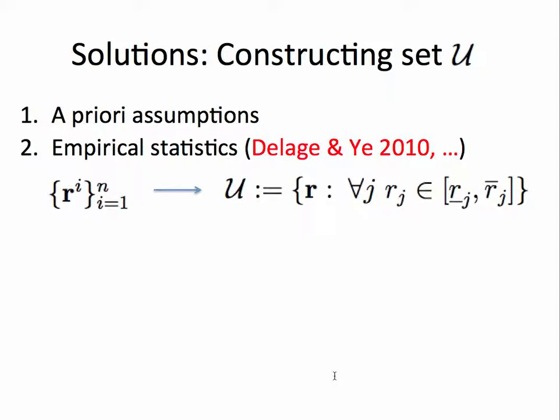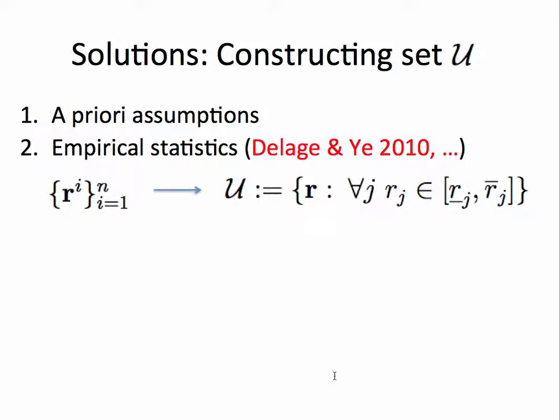There are multiple ways to construct set U. The first way is when you only have to rely on domain knowledge. In this case, you'll use your domain knowledge and other a priori information to construct the set U as, for example, a product space of intervals.